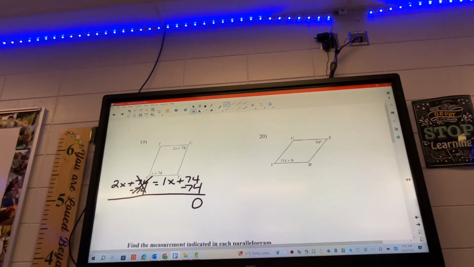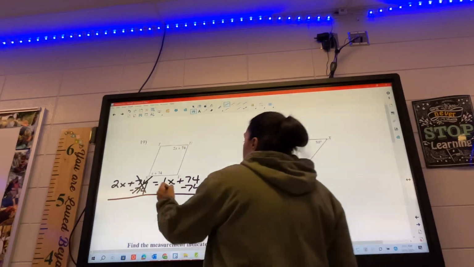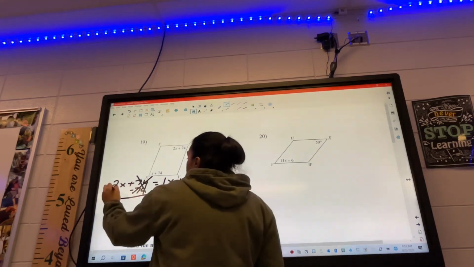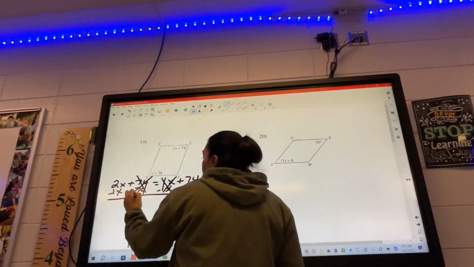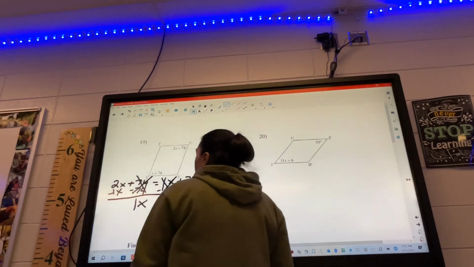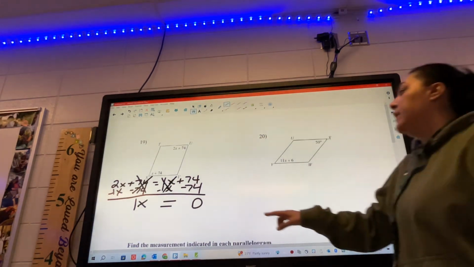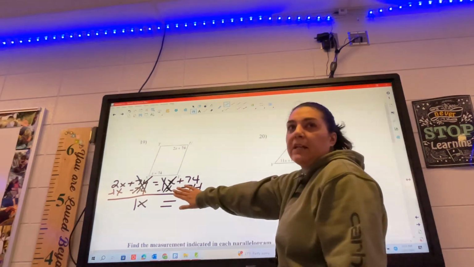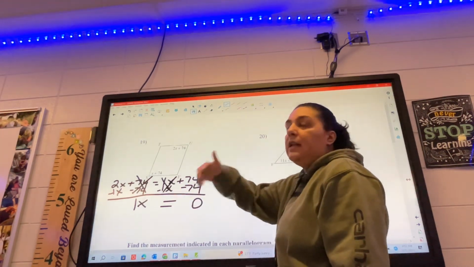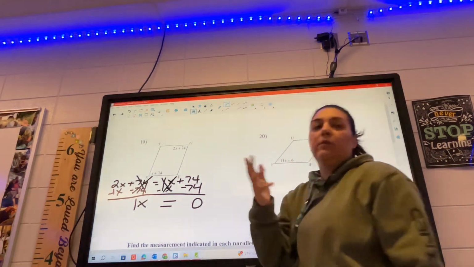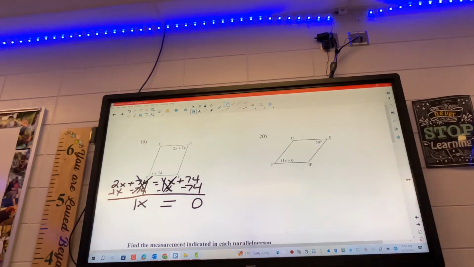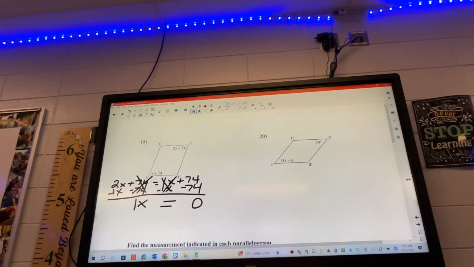Okay, and then we also need to move the 1, so we're gonna say minus 1x, minus 1x. So I get 1x equals 0. And so this is what I'm saying, if you just cancel both 74s, then it just looks like 1x and you got nothing there. A lot of times you guys either put 1 for your answer or you don't have anything written down. So put the 0 where you need the 0.